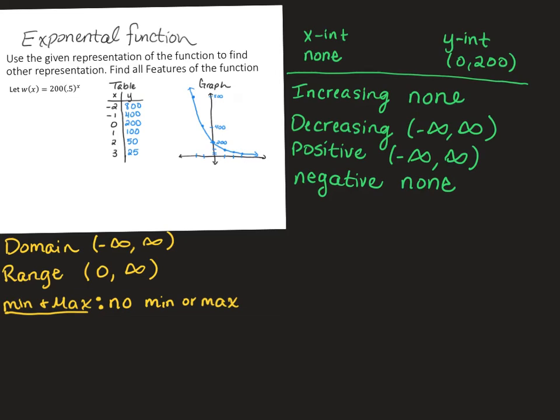Again, these ranges are talking about domain. So as I increase on my domain, my range is decreasing. So I only have a decreasing function over the domain. Same thing with positive. As I go from negative infinity to positive infinity on the x values, my function is only going to be positive. So positive from negative infinity to positive infinity, and I have no negative values.